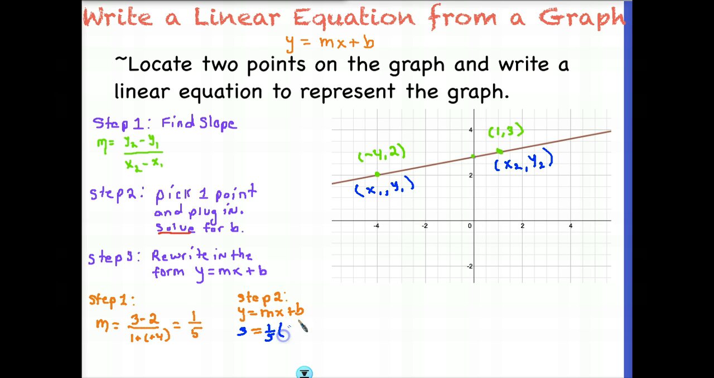And in place of x, I'm going to go ahead and put 1. And all I have left then is b, one variable I can solve for. 1/5 times 1 is just 1/5. So I will get 3 equals 1/5 plus b. I need to move 1/5 to the other side. Right now it's a positive 1/5, so I would subtract it.